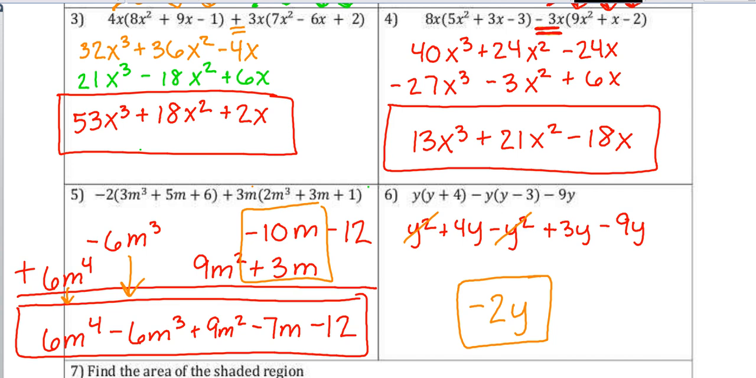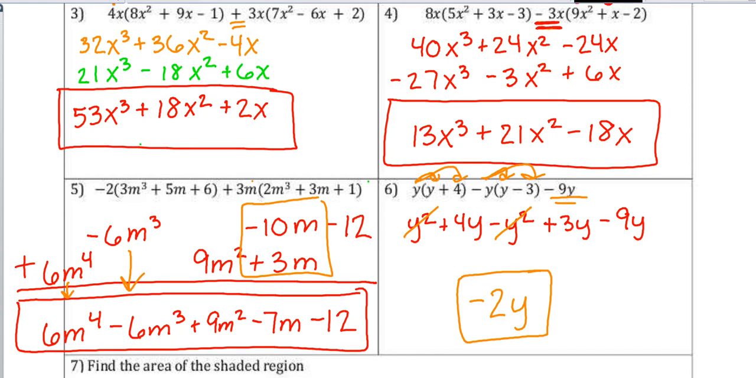And then in the last one, we distributed in the y for the first two, and we just had the negative 9y on the end. So when I added those together, my y squareds actually ended up canceling out, and I was just left with my 2y, my negative 2y.